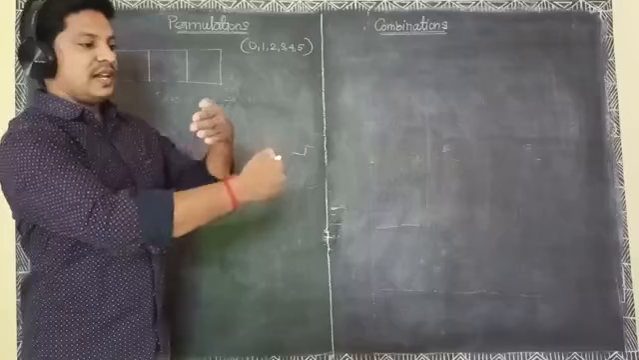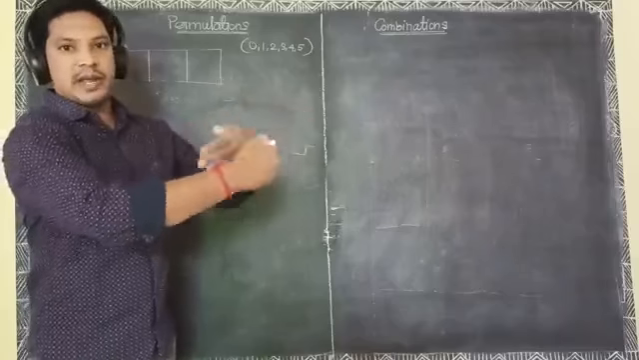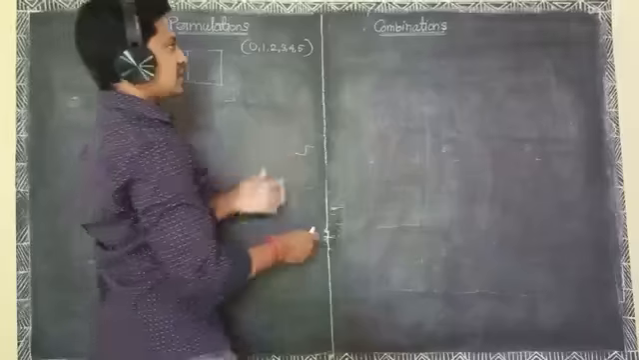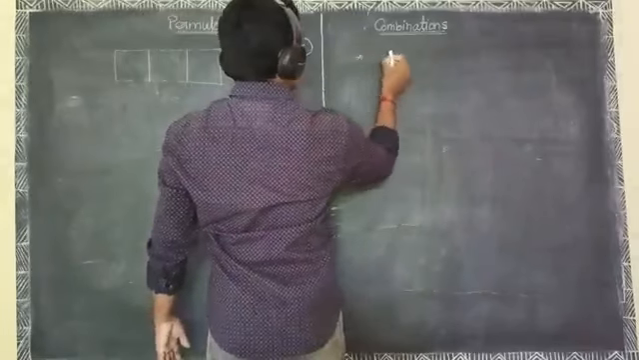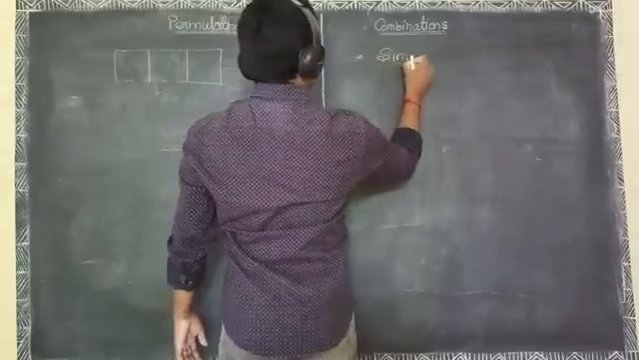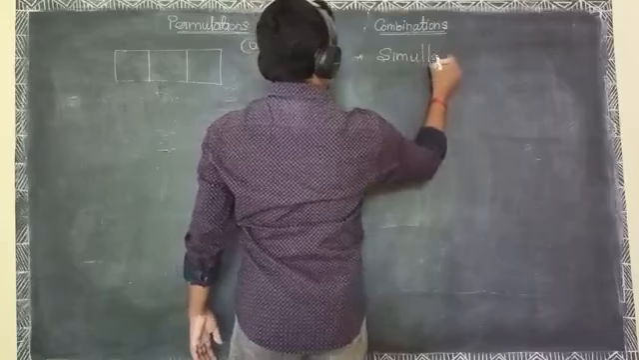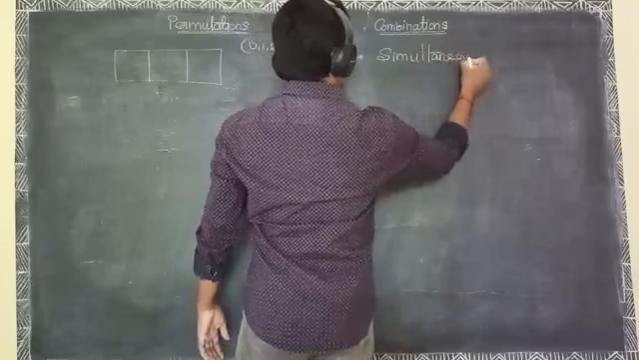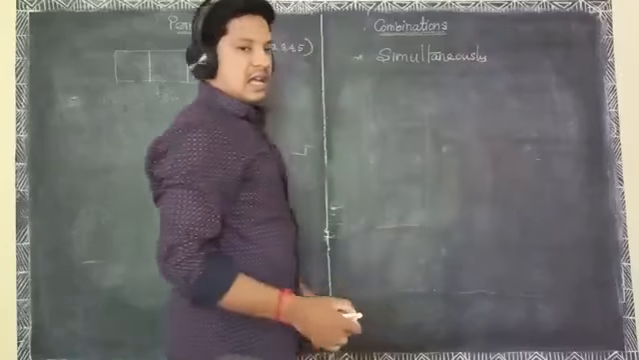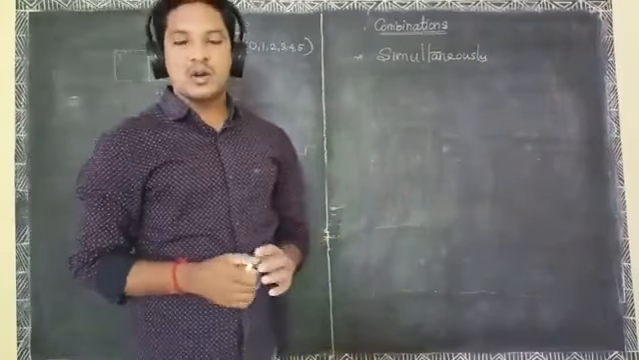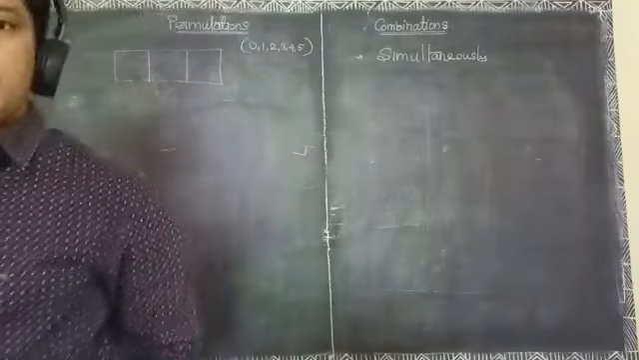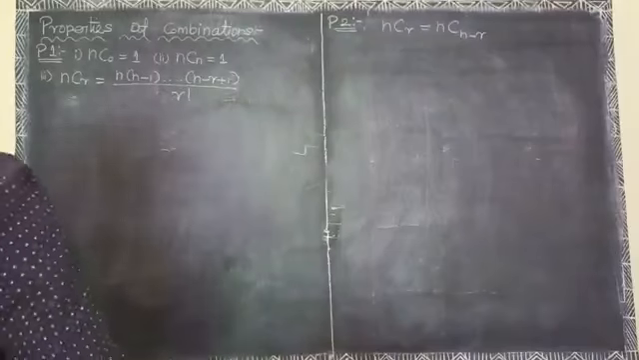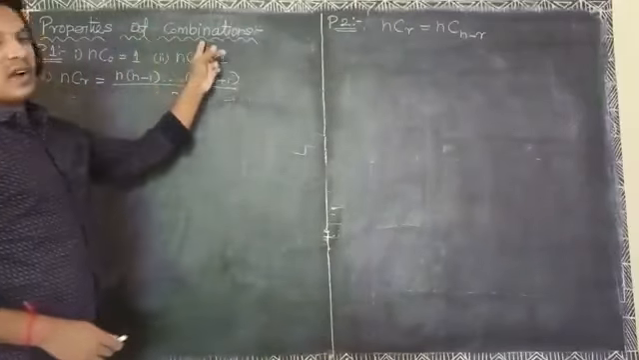It means the process is done one by one. Here in combinations, simultaneously we can select the total number of objects. Next, go to the properties of combinations.